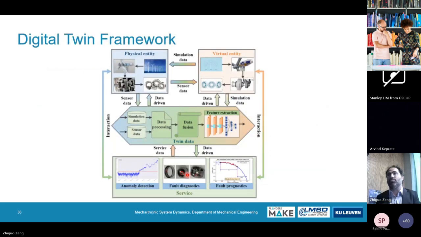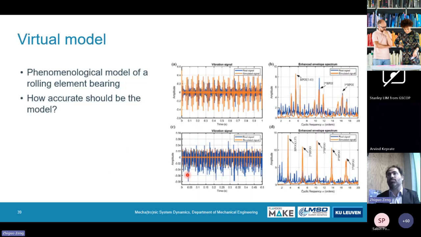Then in another digital twin framework where we have the physical entity and the virtual entity, and we have transfer of data, so we have simulation and sensors, as it was mentioned before. We can have the phenomenological model, and then the question would be always how accurate should be the model. And you see here some simulations and some real data, a comparison between real signals and simulated signals.